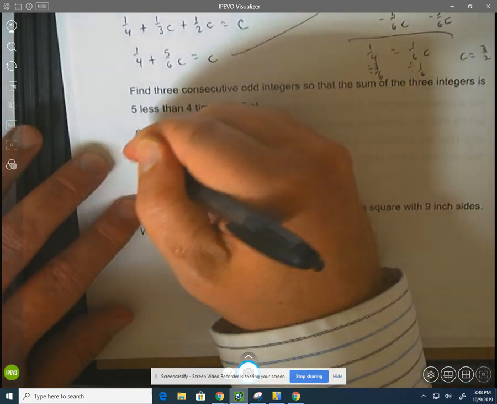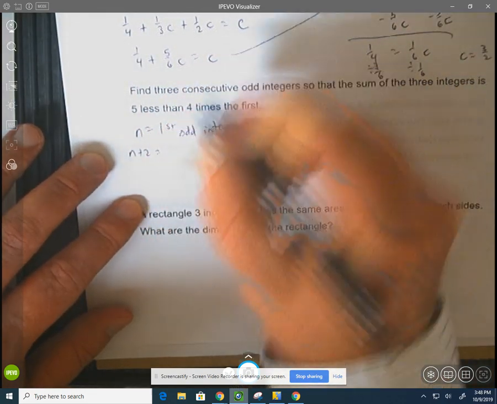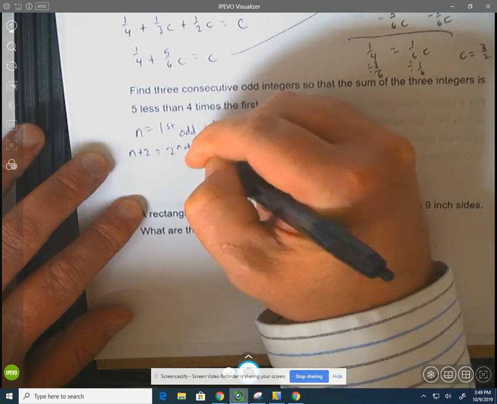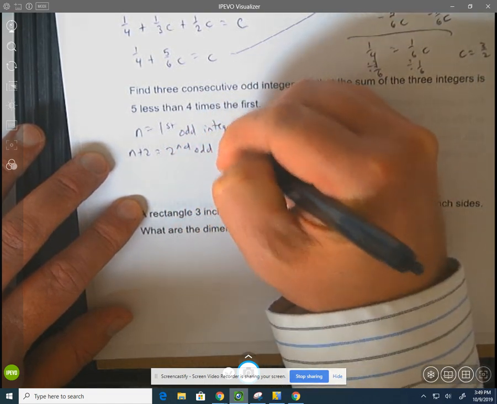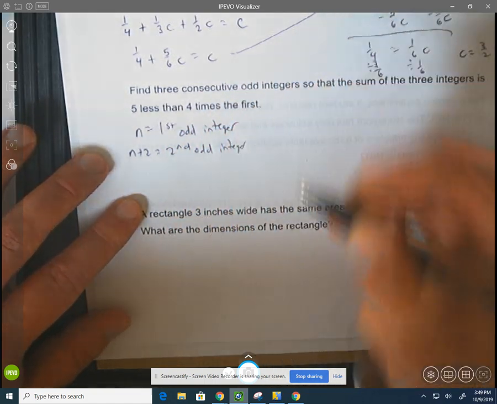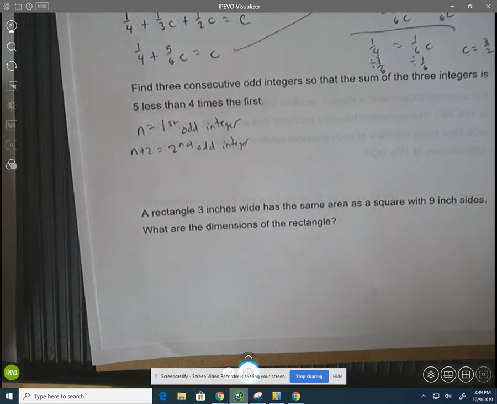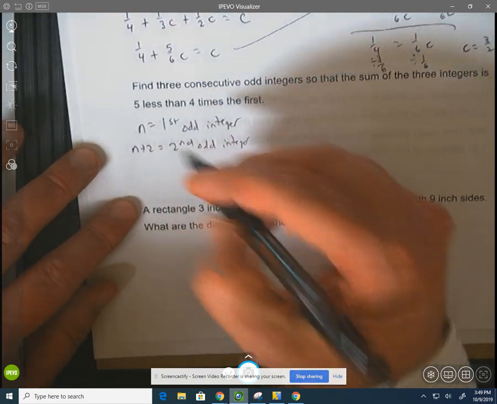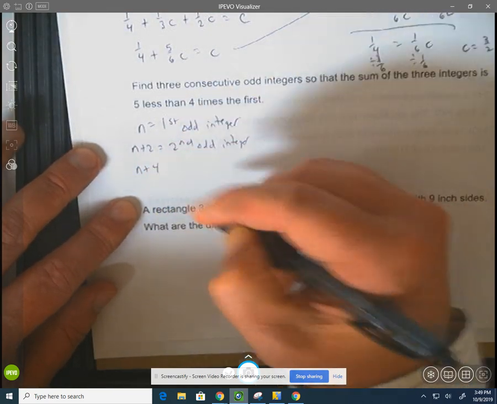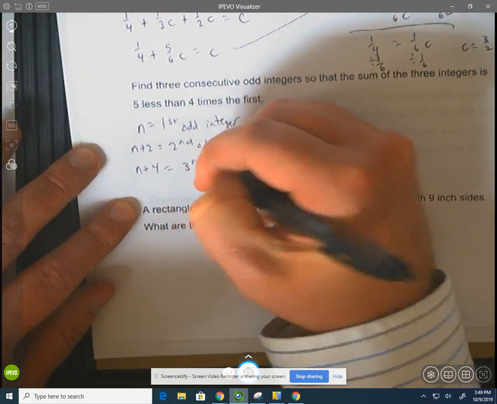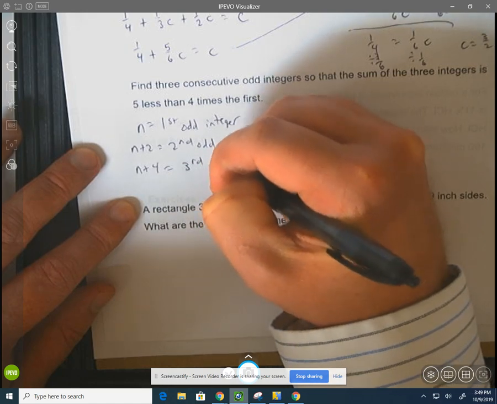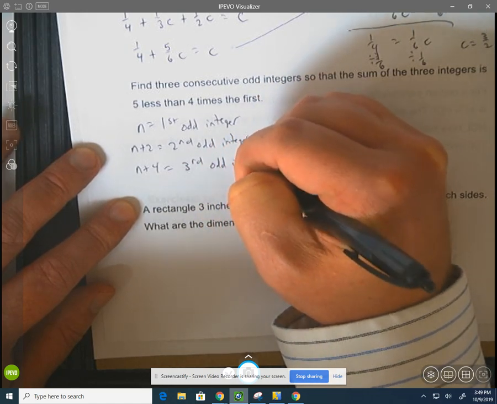So now the next odd integer would be n plus 2. To get from one odd integer to the next, I add 2. To get from 3 to the next odd integer, which would be 5, I add 2. To get from 13 to 15, I add 2. And then I've got 3 of them, so the next one would be n plus 4. That's my next odd integer.